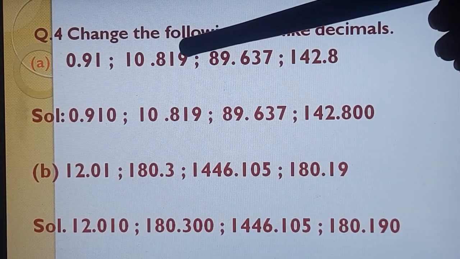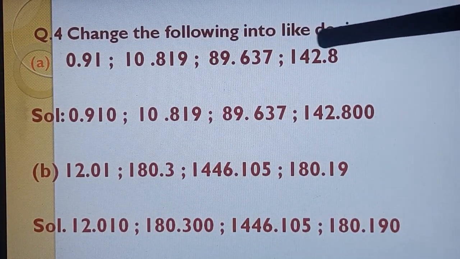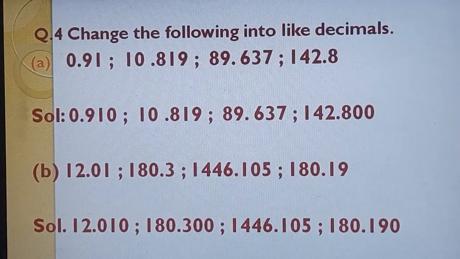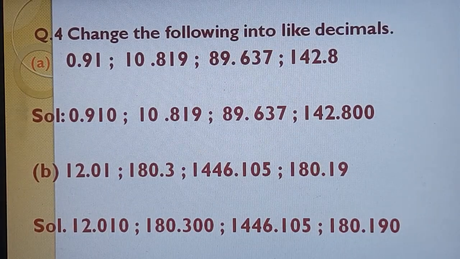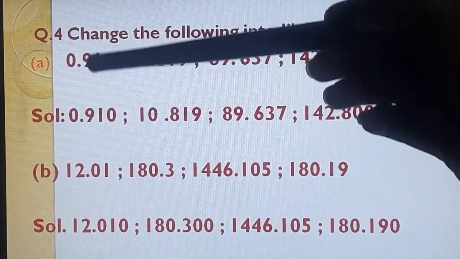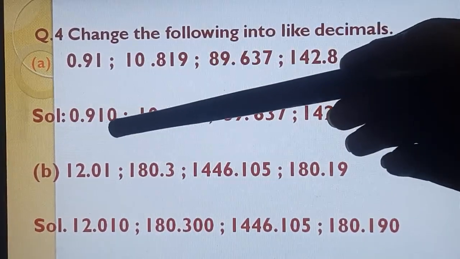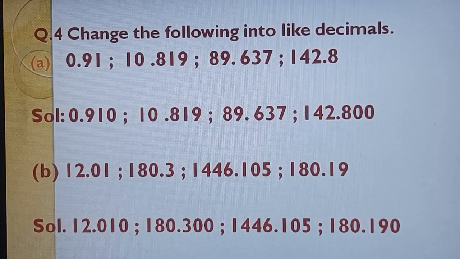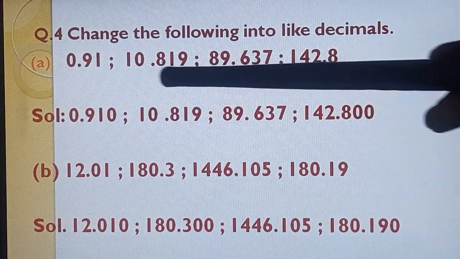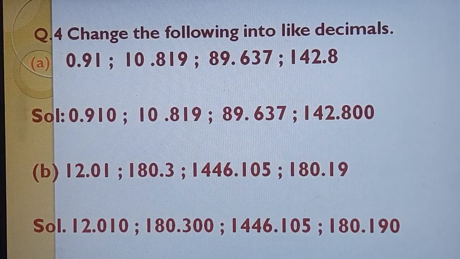912, 819, 3, 637, 3 and 81. So the maximum is 3 places, so we have to make our numbers equal up to 3 places. So our answer will become 0.910. Zeros will be written outside only. Don't insert any 0 between the given numbers. If you write 0 here, 0.901, then it is wrong.